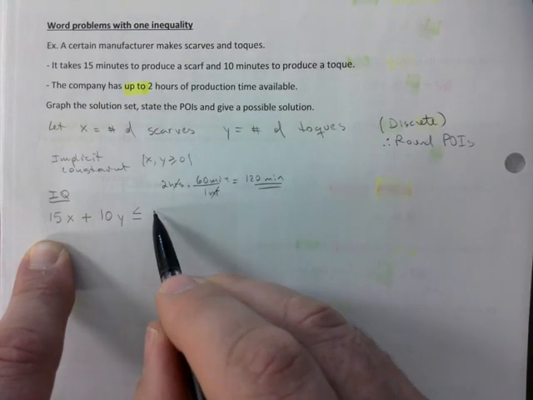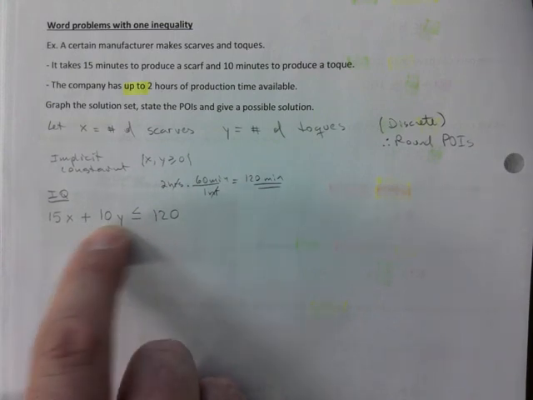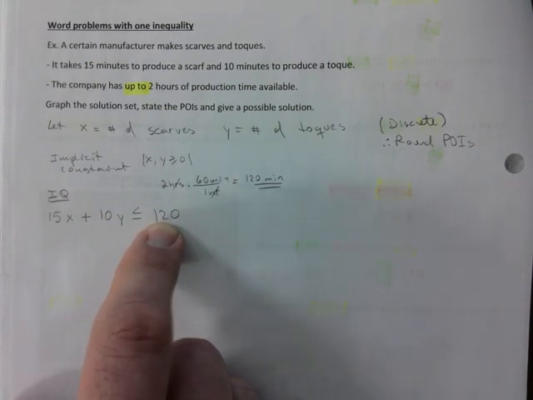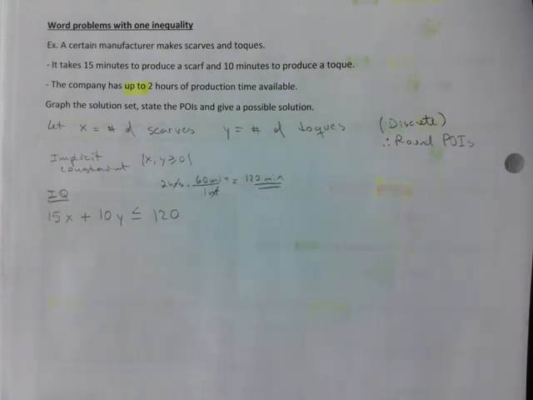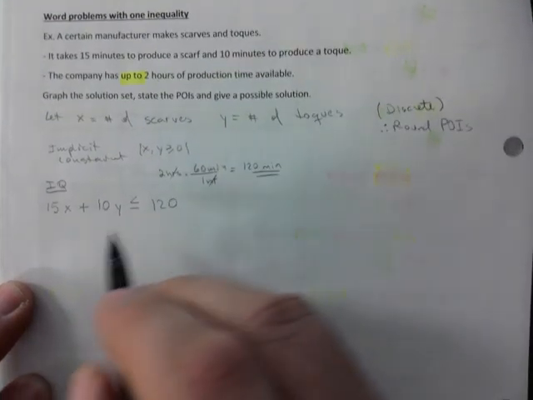I need to have that in minutes, so you either convert the minutes you were given into hours, or you convert your hours to minutes. But I always choose to go to the smaller unit if I have a choice. So there it is. That's my one inequality. That's the only thing that it's saying. It could have said, I'm going to give you a heads up, it could have said the company needs to make at least 50 toques and scarves combined. They could have said that. So then you would have had another inequality here. So that's what we're going to do as we go on. But anyways, let's just work with this one.